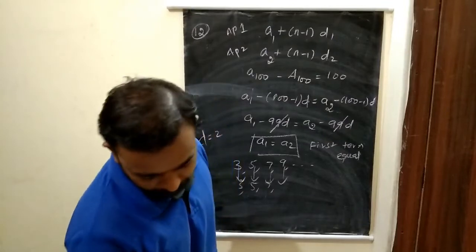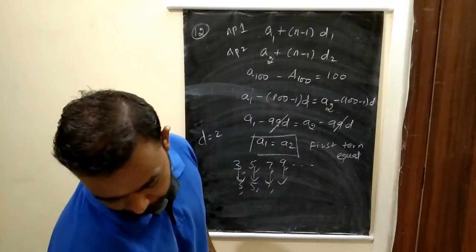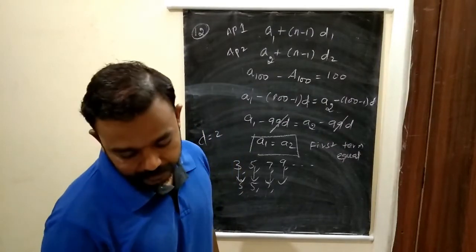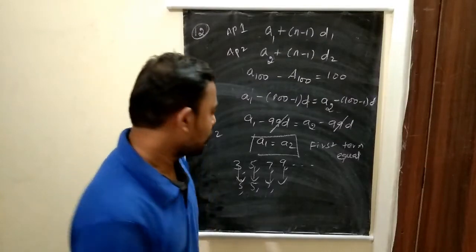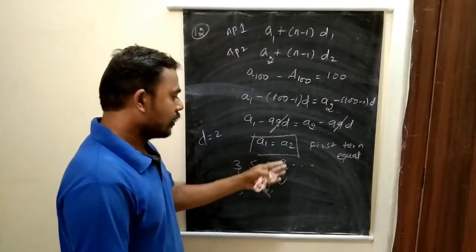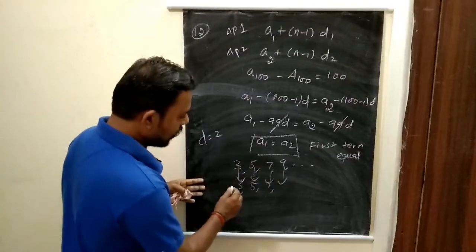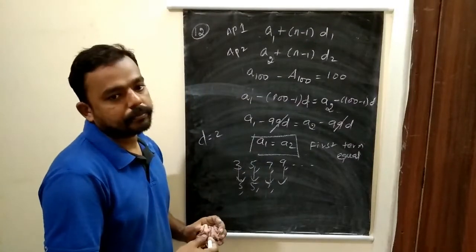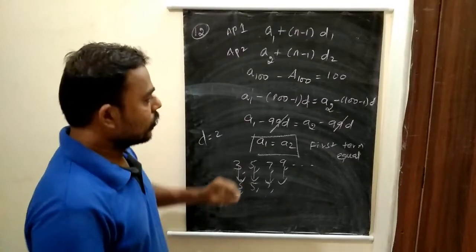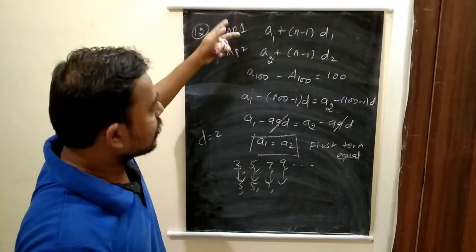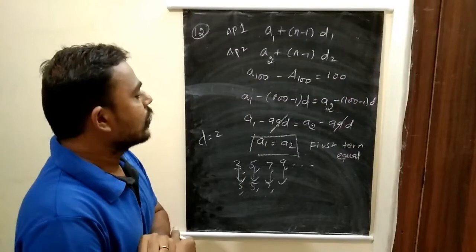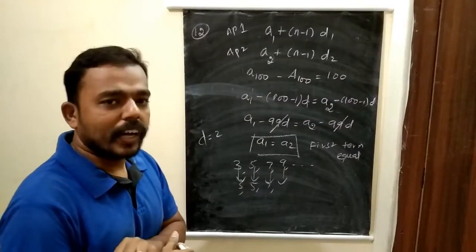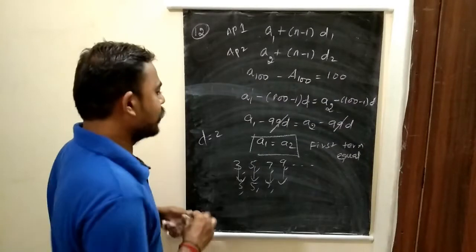And now read the question. The difference between the 100th term is 100. What is the difference between the 1000th term? That difference is actually given as 100. So the 100th term difference is 100, and the 1000th term difference is also 100. This idea we need to keep.